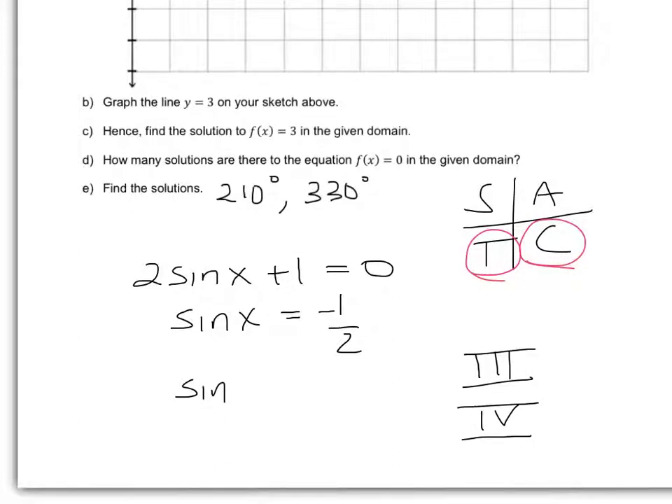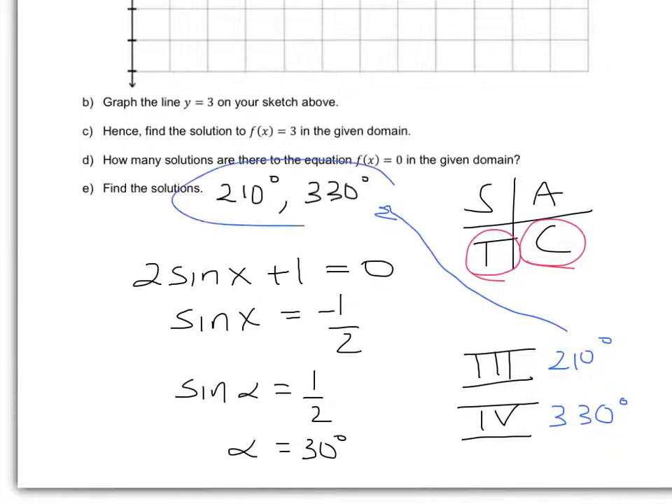I'm going to go to my calculator and go second sine of a half, and out will come alpha is 30 degrees. So that means that in the third quadrant it's 180 plus 30 degrees, which is 210. And then in the fourth quadrant, it's 360 minus 30 degrees, which is 330. So you'll notice that these answers and these answers here are the same. So that's why graphing and solving work together.